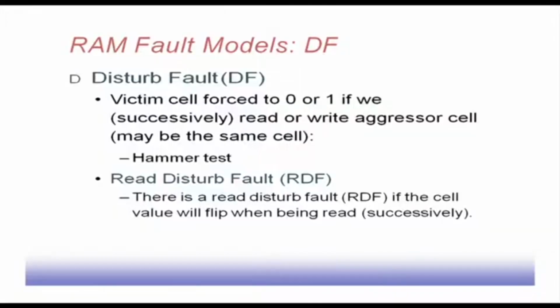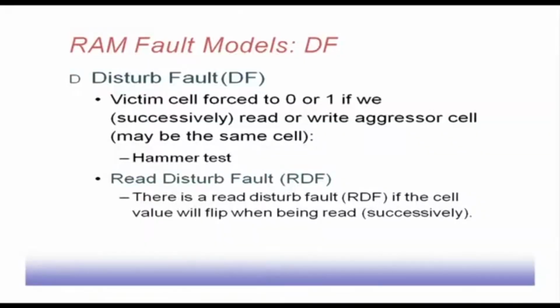More faults, like the disturb faults, the DF. In a disturb fault, the victim cell is forced to 0 or 1 if we read or write an aggressor cell, and maybe we do it successively, continually. If we read or write an aggressor cell continually, then the victim cell permanently becomes 0 or 1.